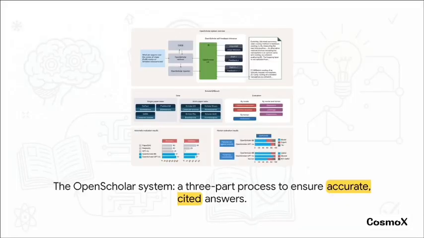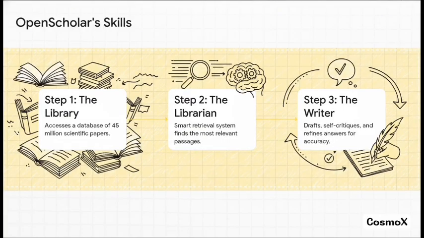So how does it actually work? Well, OpenScholar uses this clever multi-stage pipeline, where every single step is designed to make sure the final answer is accurate and relevant. It really comes down to three simple but really powerful ideas. The best way to think about it is like having the absolute perfect research assistant. First, it has a massive library. We're talking 45 million papers.